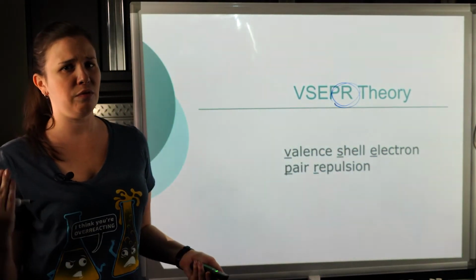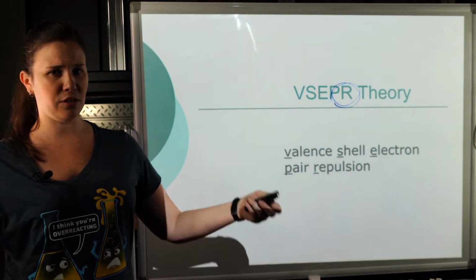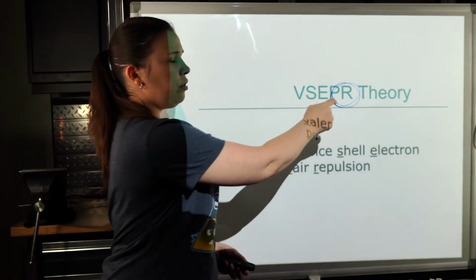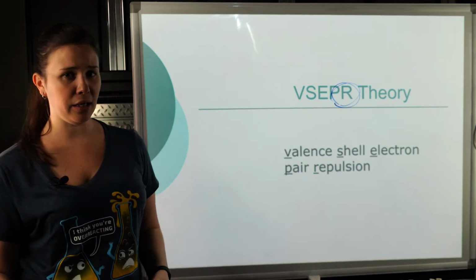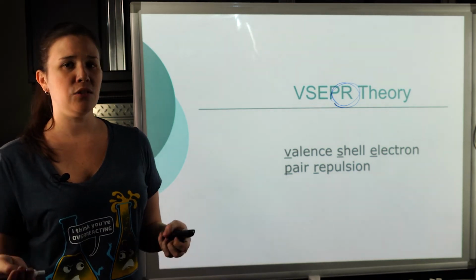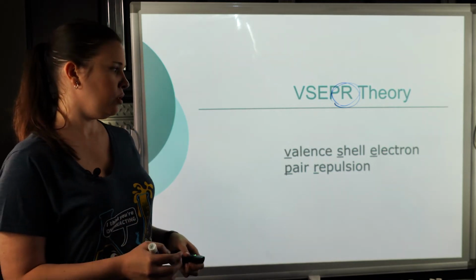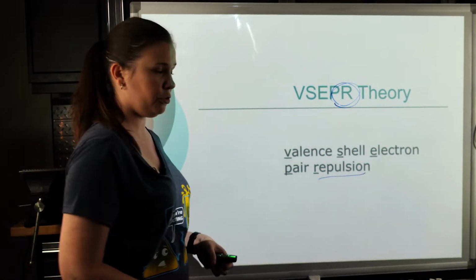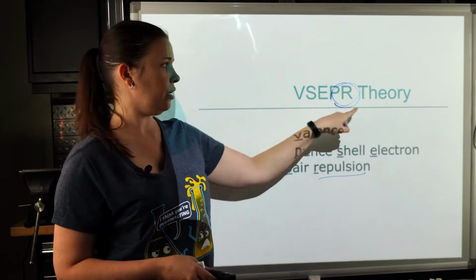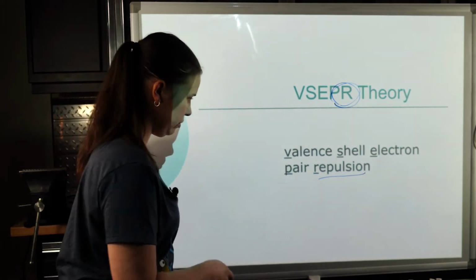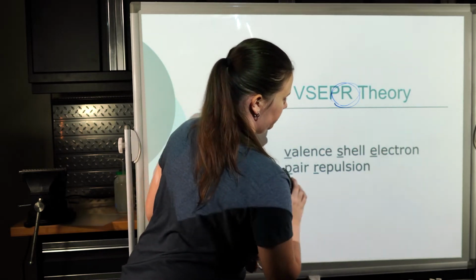Of course, we're dealing with valence shells and the electrons that are in them. We're worried about the repulsion. The repulsion is going to push away the bonded atoms, and so that's going to create different shapes. So it's all about the repulsion. We're going to use a theory to explain how the repulsion drives the shape. Remember, theories explain.